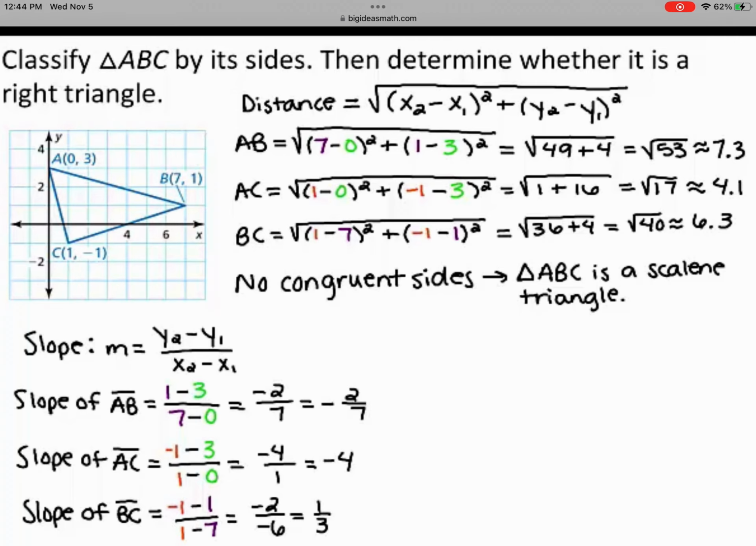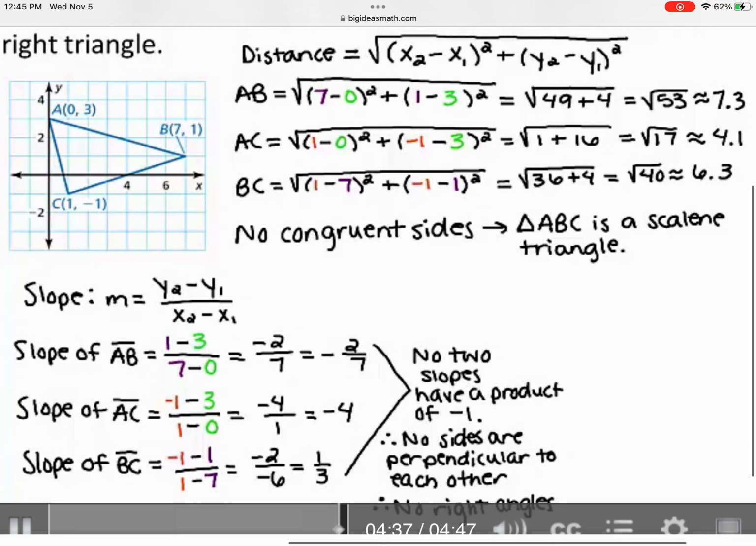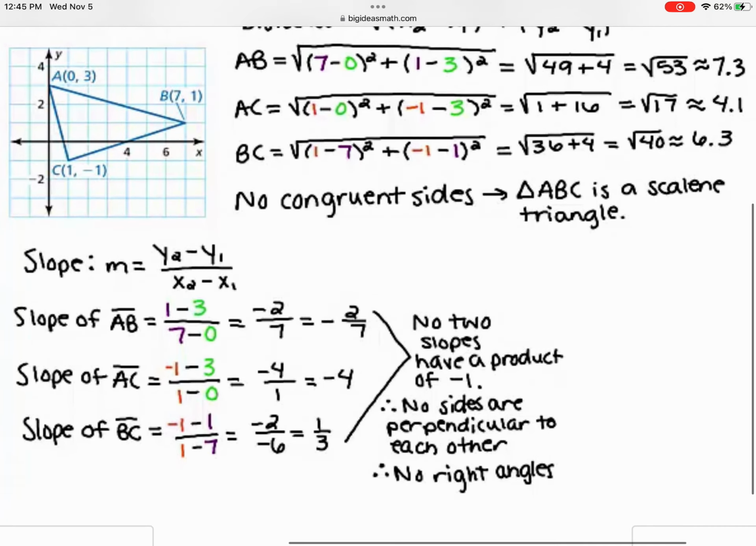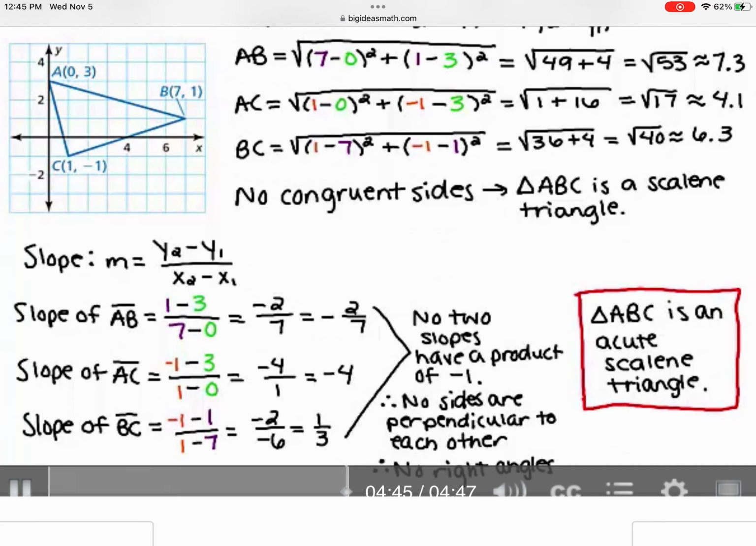Now, as you can see, no two slopes have a product of -1. So, no sides are perpendicular to each other, and there are no right angles. Therefore, all three angles in triangle ABC are acute angles, and you can classify triangle ABC as an acute scalene triangle.